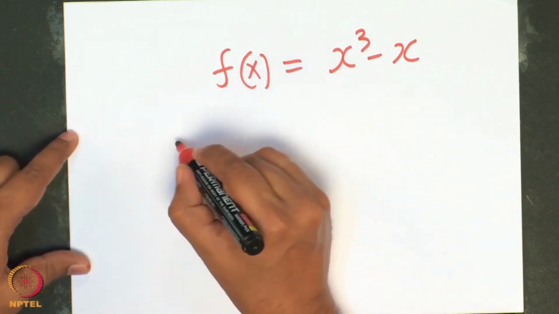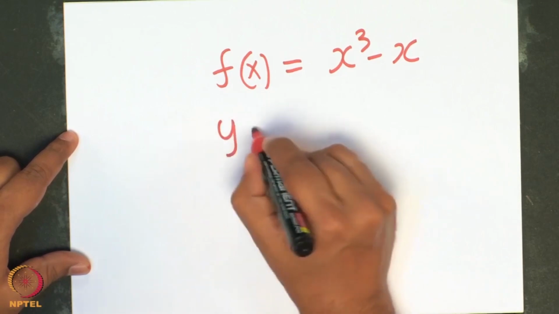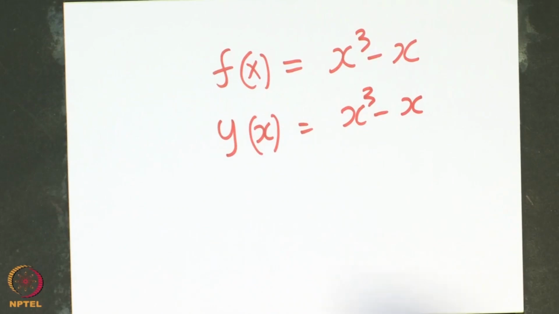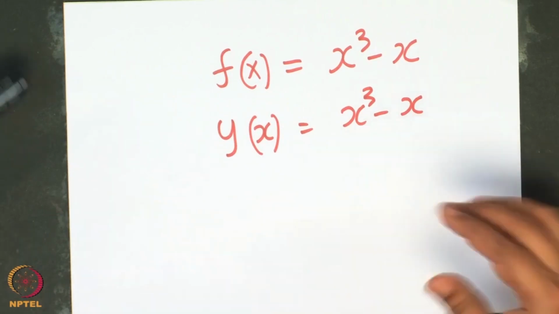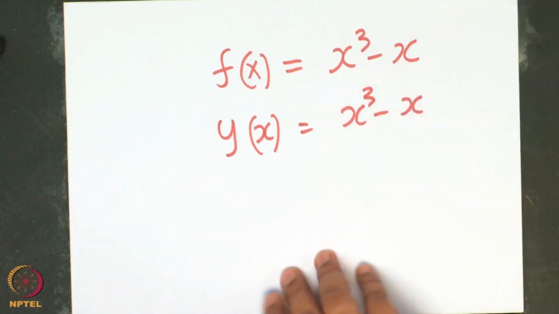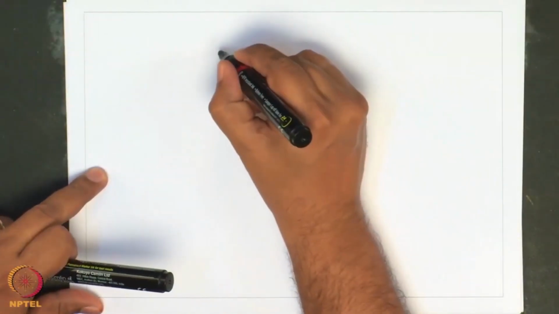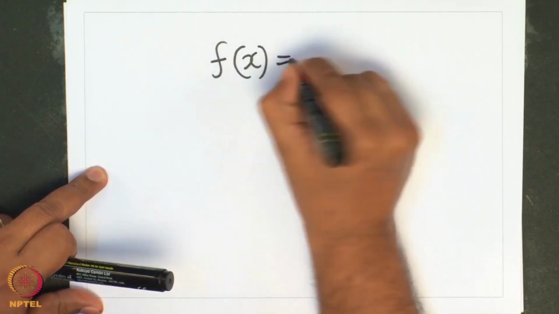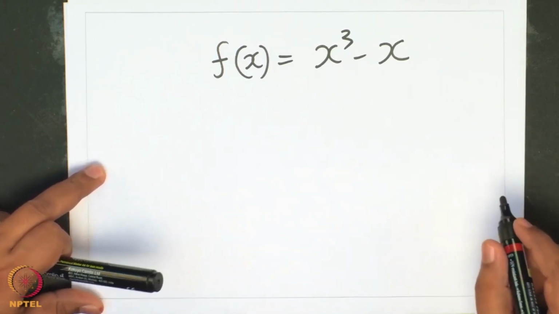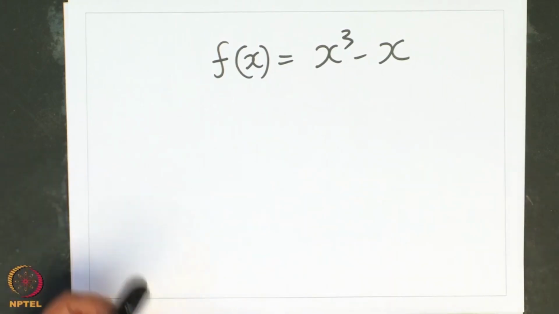So, I would write that is our function, or you could write y of x is equal to x cube minus x. Whether you like f of x or y of x, both are the same representation. Now, if you want to think about this function, let us consider this function, which is our f of x is x cube minus x. This is our function.